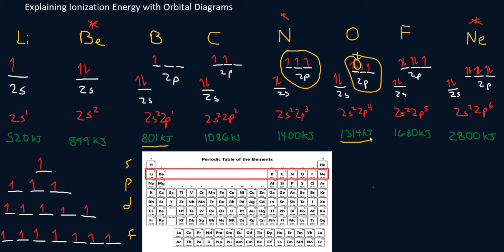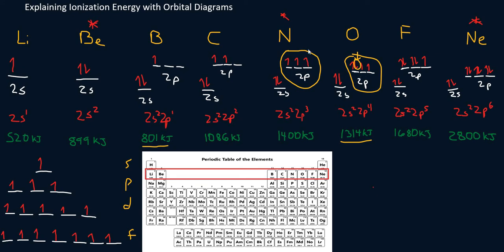And that's why less energy is required to remove that electron. Because think about it like this: oxygen is really close to a sort of stability by being half filled. So the energy required to remove that electron is less because the oxygen would prefer to lose it. So less energy is required.